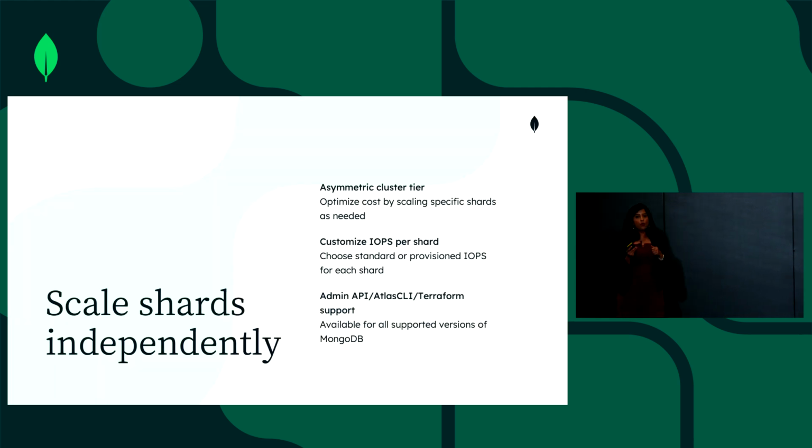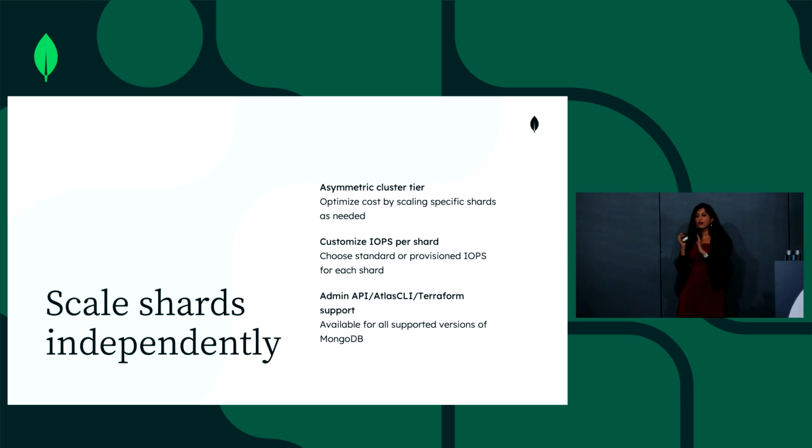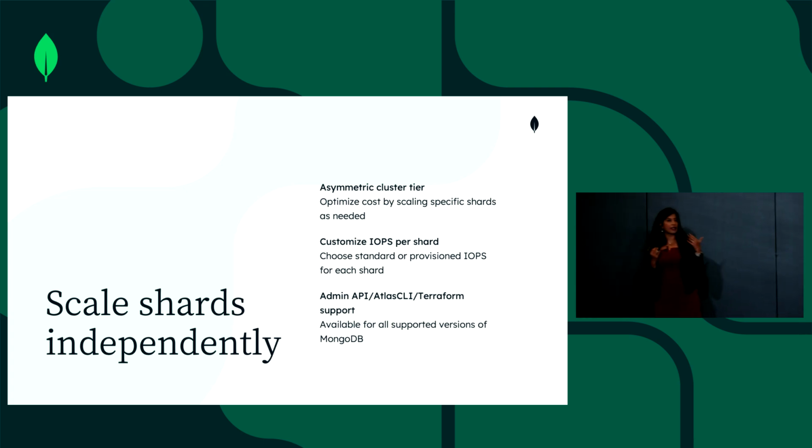So let's talk about what you can do with independent shard scaling. Independent shard scaling unlocks your ability to optimize cost by only scaling the shards that need to be scaled. It also lets you customize IOPS. So if you want standard IOPS on a single shard, but you want provisioned IOPS on a shard that is hotter, you can do that. And this feature is available on Atlas Admin API, CLI, and Terraform.